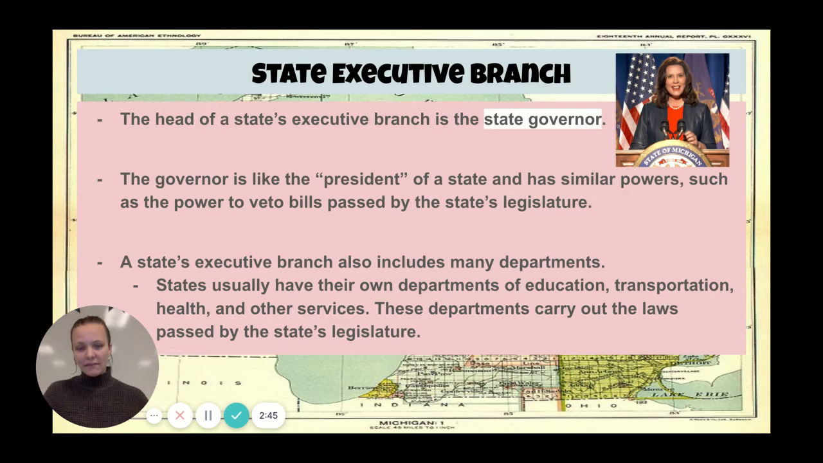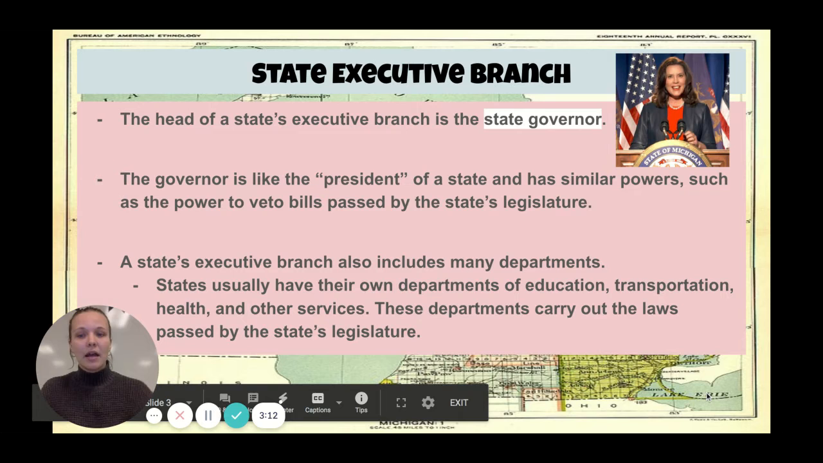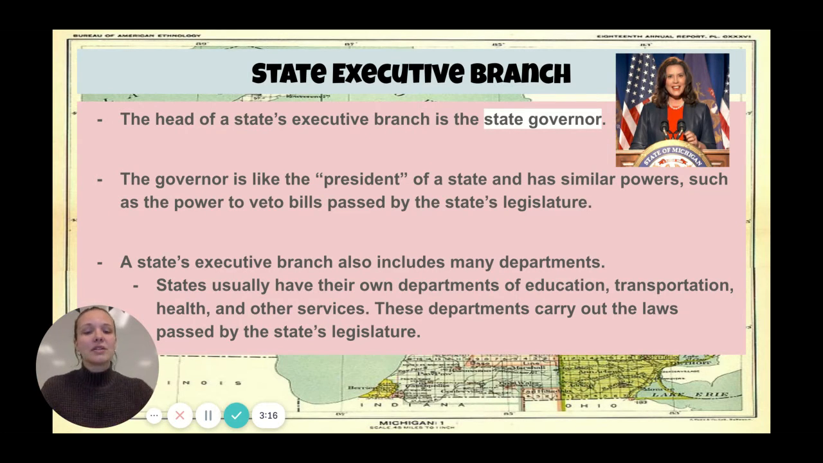A state's executive branch also includes many different departments. There are departments for education, transportation, health, and other services. These departments carry out the laws passed by the state's legislators. So we see here already that the executive branch and the legislative branch of a state work hand in hand together to provide someone who runs the branches and someone who gives all the laws. Just a reminder, the head of the state's executive branch is called a state governor.